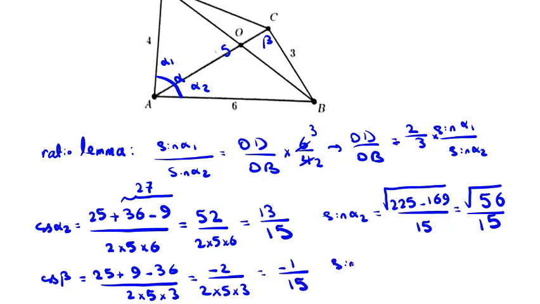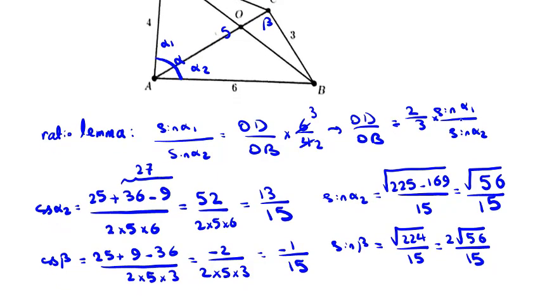Now, if you want to use sine beta, we know beta is an angle, so the sine of that is positive. 1 minus this squared, 225 minus 1 will be 224 over 15. And if we take 4 outside, it will be 2 times root 56 over 15. Now we found cos beta and sine beta.